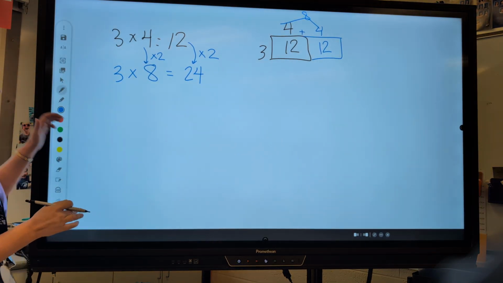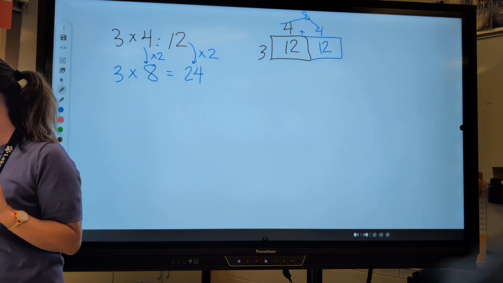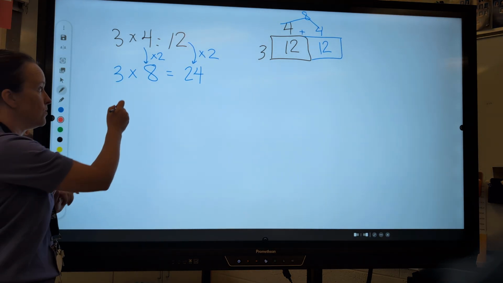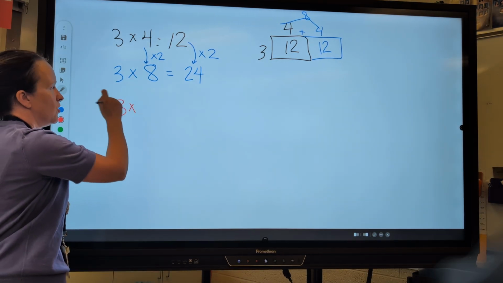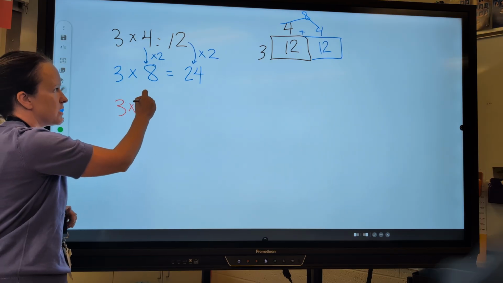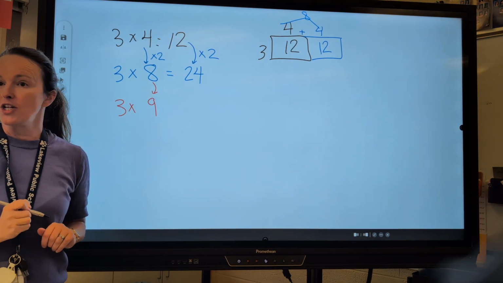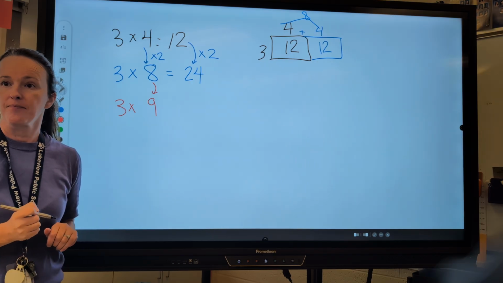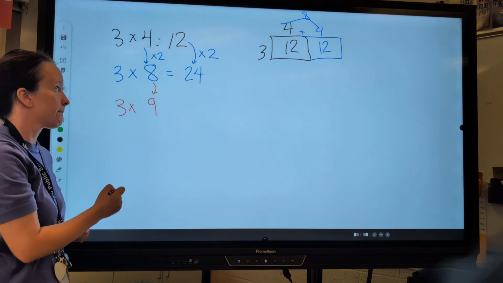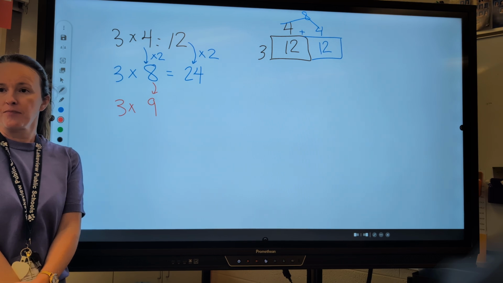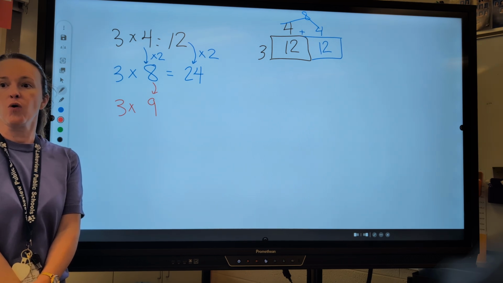Okay, we're going to take it a step further. This time we're not going to double it. We're still doing 3s. But this time, what changed, Shane? What changed from the last problem? The 8 changed. The 8 changed to what?